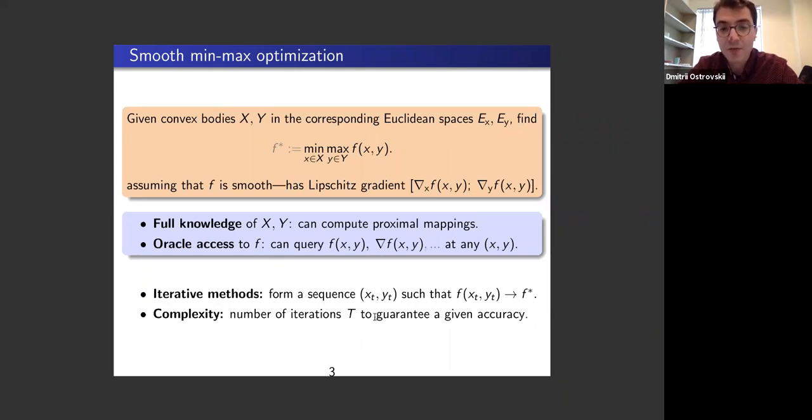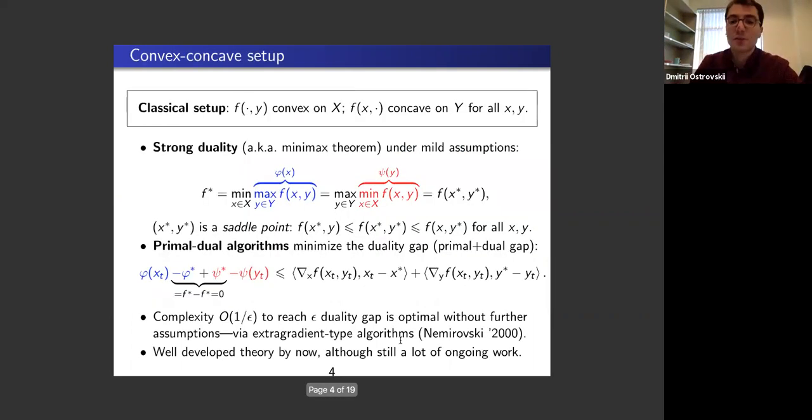And so the complexity of solving such problems, let's say in the class of problems with Lipschitz gradients, so the class of first order smooth problems, is the number of iterations to guarantee a given accuracy of solving this problem, where the question is how to define accuracy. What is the criterion that is of interest to us? To understand this, let's recall first the usual convex-concave setup, right? The classical setup.